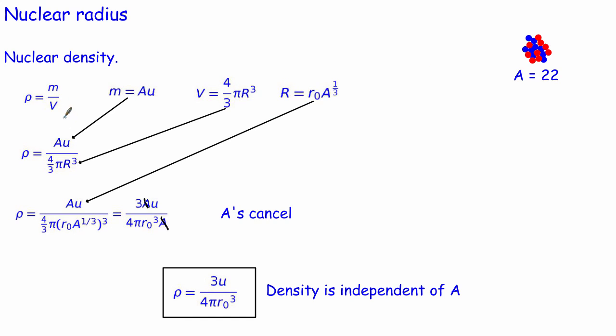Here on this slide, I've just tied it up, so you've got all your equations. You can see actually how they go in. You cancel your A's out, you end up with that. And as I say, density is independent of A. In other words, it doesn't matter whether you've got a big nucleus or a small nucleus.